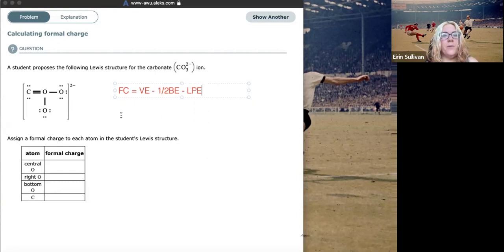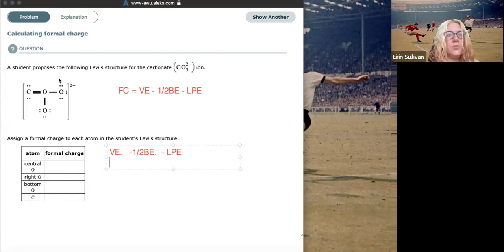So let me do an example then with this carbonate ion, okay? So I'm going to try and keep it in line with the way Alex has laid it out here. So the number of valence electrons, and then we can subtract from that half of the electrons that are in bonds. Sometimes you might see this written somewhere as just subtract off the number of bonds, which is essentially what you're doing, right? Because each bond contains 2 electrons. But I do want you to think about it in terms of number of electrons, not number of bonds, okay? And then you're going to subtract off the lone pair electrons.